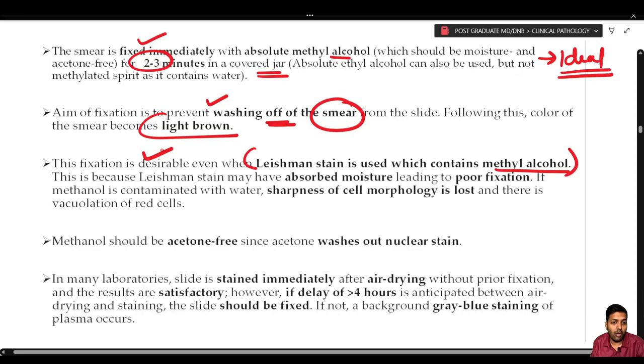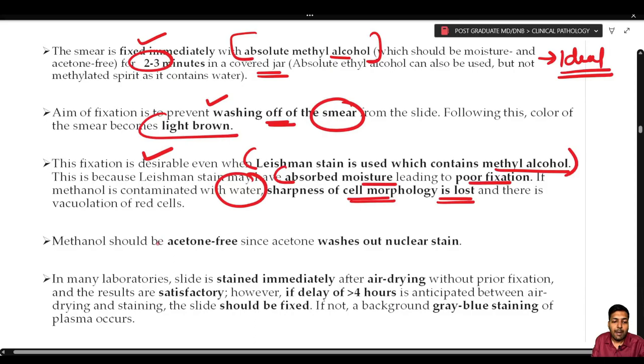Ideally this is not followed everywhere. Routinely, they are just using Leishman stain with its methyl alcohol. Now why is this done? You must be thinking that if Leishman stain contains the fixative methyl alcohol, then why are we doing fixation separately? Why is it desirable? Because over a period of time, the Leishman stain that you are using may have absorbed moisture, which will lead to poor fixation. If methanol is contaminated with water, the sharpness of the cell morphology is lost and there is vacuolation of the red cells. So that is why it is desirable to carry out fixation separately.